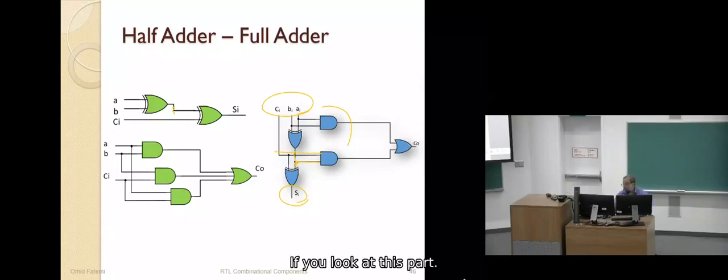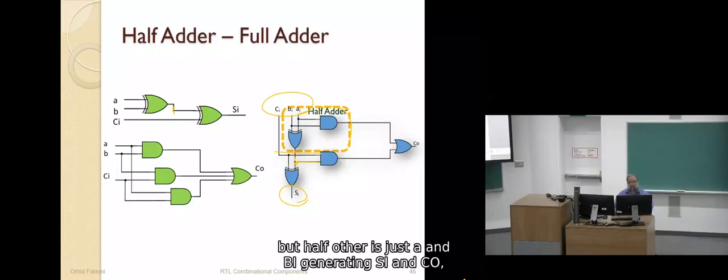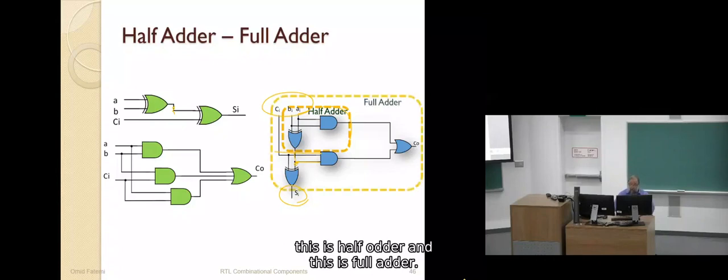If you look at this part, it doesn't get CI. Sometimes, for example for the first stage, we don't need CI. So we call this a half adder, not a full adder. A full adder also accepts CI, but a half adder is just AI and BI, generating SI and CO. So this is a half adder, and this is a full adder. Everything is there. Okay?